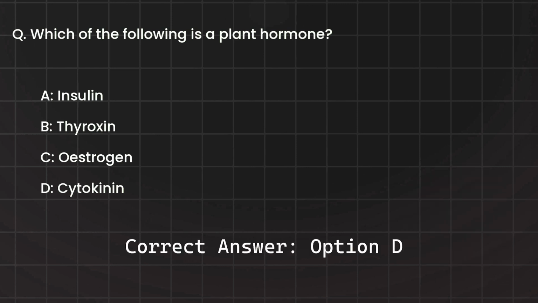The correct answer is option D, which is cytokinin. Cytokinin is a plant hormone that promotes cell division and growth in plants.